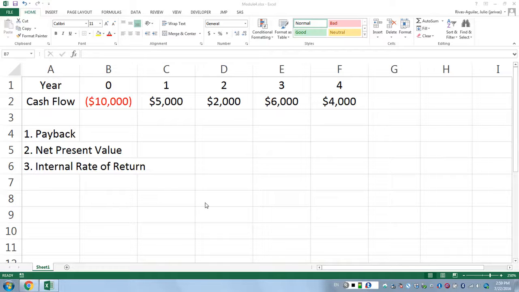Okay, we're going to be working with our fourth module, and we're going to try to evaluate projects. What I mean by that is trying to see whether our projects are going to be profitable.